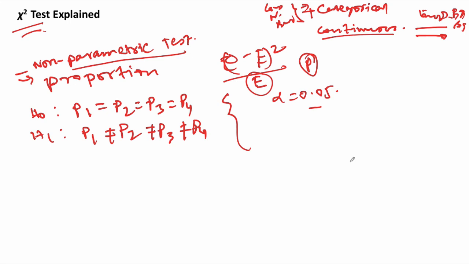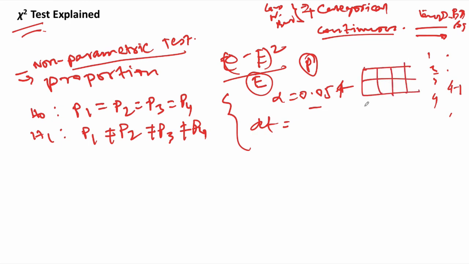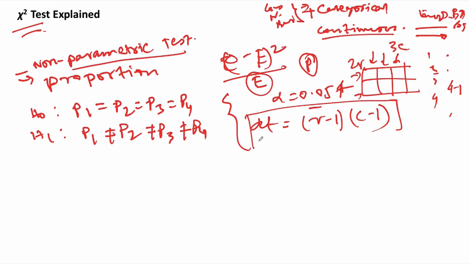Hope you have understood what is the significance and the value of this alpha we need to consider when we are referring to the chi-square test table, right? Now, degree of freedom. As I said, let's say there are 4 options, 1, 2, 3, 4, and they are linear options. In that case, we took 4 minus 1. But what will happen in terms of a given structure? Let's say you are having 2 rows and 3 columns. In that case, degree of freedom will be row minus 1 times column minus 1. This is the formula of degree of freedom.